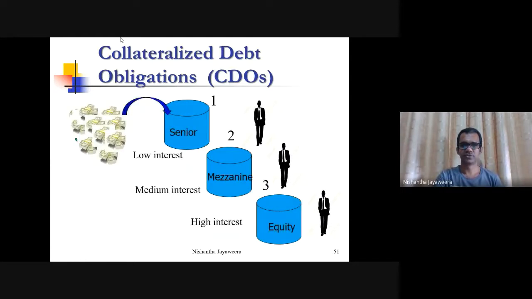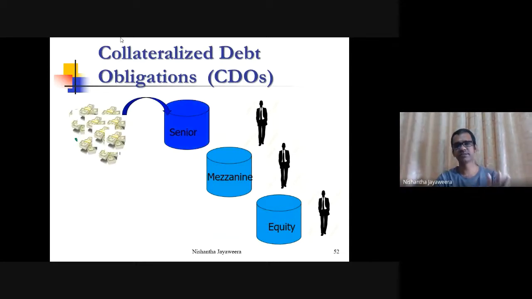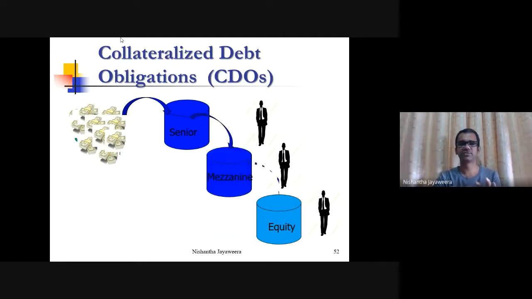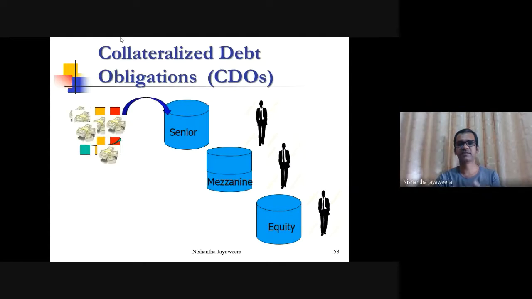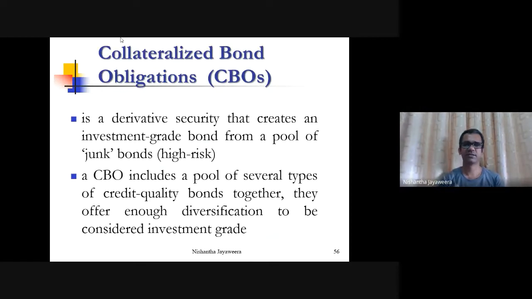Therefore, apart from the originator, SPV, and investor, there are a few other parties. One party is the credit rating agency, those who give the ratings. The other one is, as I mentioned, the servicer. And the other one may be the insurance company. So they get their share, whatever fees or commission, by doing those businesses.